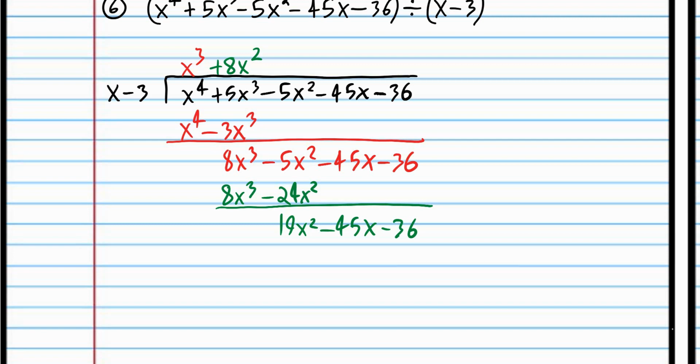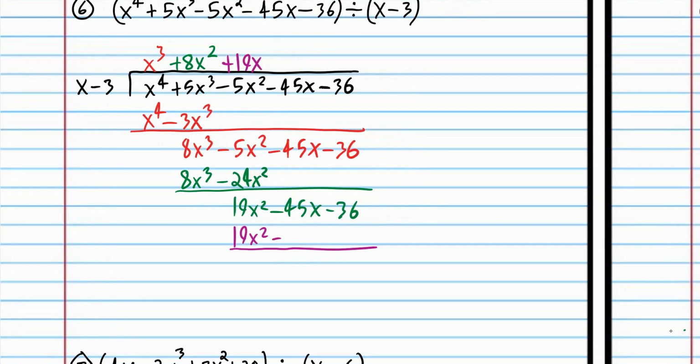And we go on to cycle 3. Step number 1, x times what is equal to 19x squared? And the answer obviously is 19x. Step number 2, we multiply that number we just wrote by the divisor using the distribution property, 19x squared. And negative, that's kind of a big number, negative 3 times 19, what would that be? And it looks like we get negative 57x. And then we subtract, and we get 12x minus 36, and we move on to cycle 4.